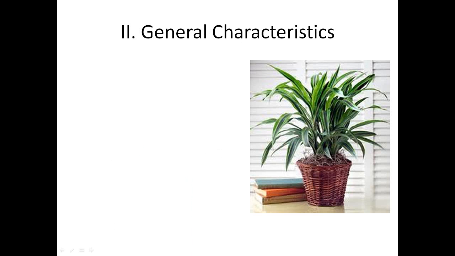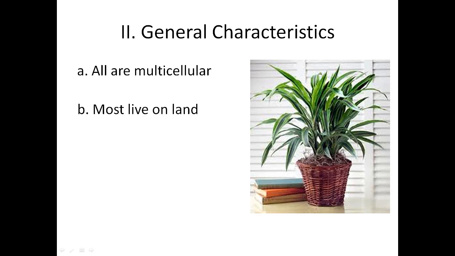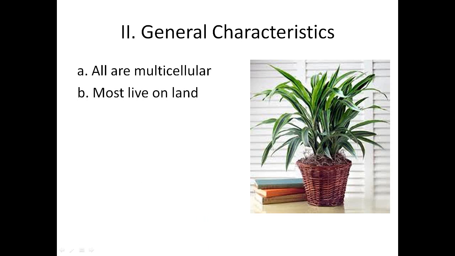General characteristics you'll find common with all plants. We can see all of them without a microscope. They're all multicellular. Most plants you'll find on land. We still do have some early, ancestral type plants that are still found closer to the water. Almost all of them are autotrophs, and you'll see some exceptions to the rule shortly. Remember, this means that they make their own food.